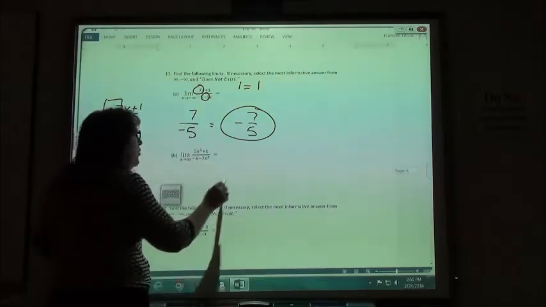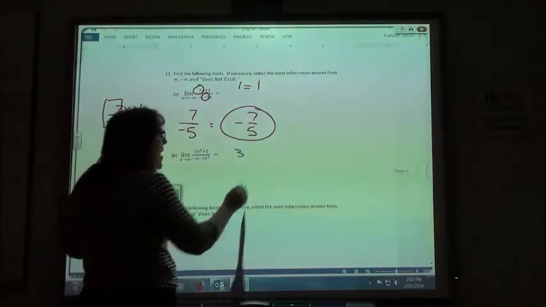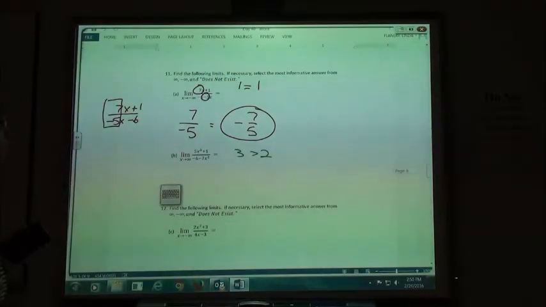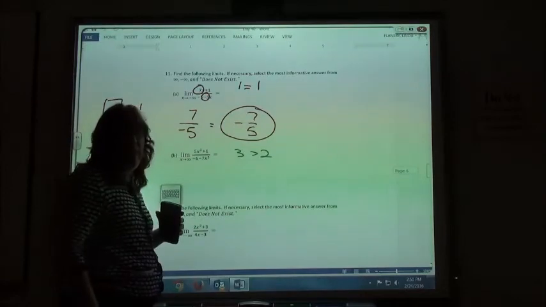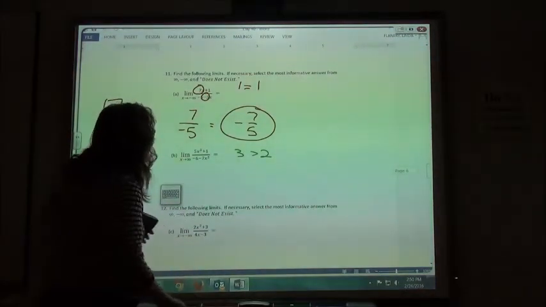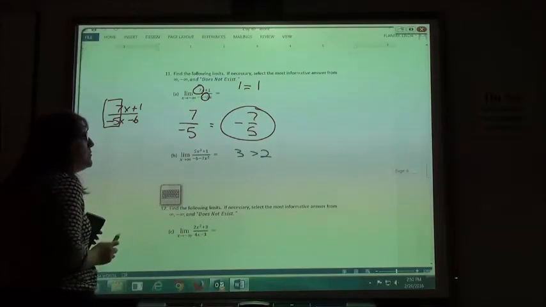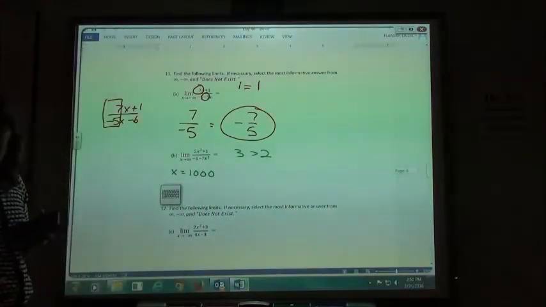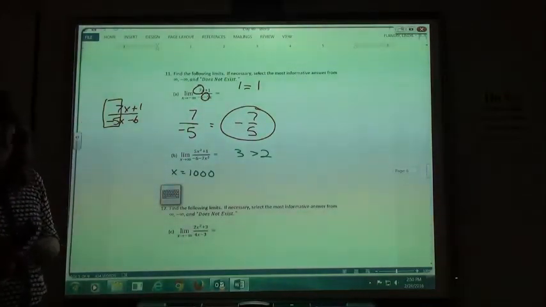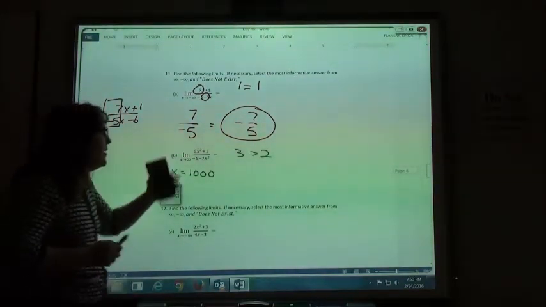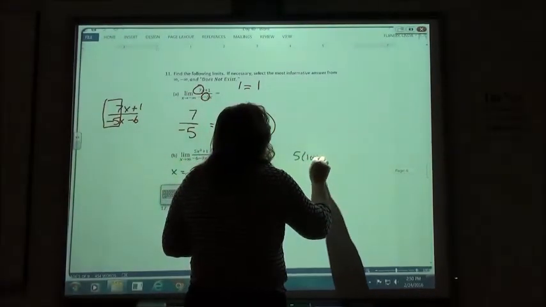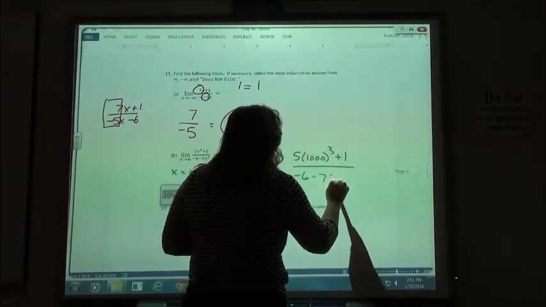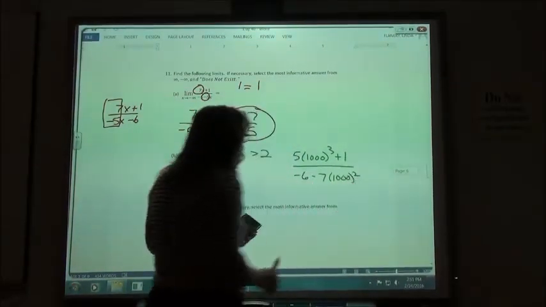This one, the degree of the top is 3, the degree of the bottom is 2. There's one of those that I have to check. 3 is greater than 2. So I know my limit is going to be either positive infinity or negative infinity. I'm checking as x approaches positive infinity. So again, I'm going to use 1,000. I'm going to use a positive number. On the previous one, we were doing negative infinity, so I used negative 1,000. So I'm going to take 5 times 1,000 cubed plus 1, over negative 6 minus 7 times 1,000 squared.